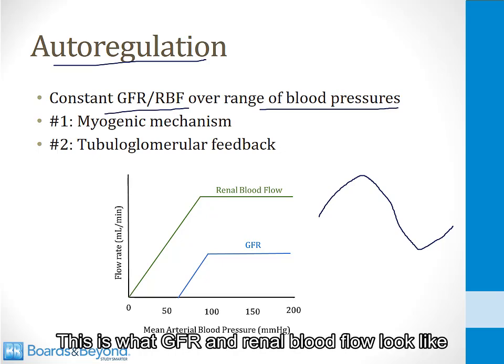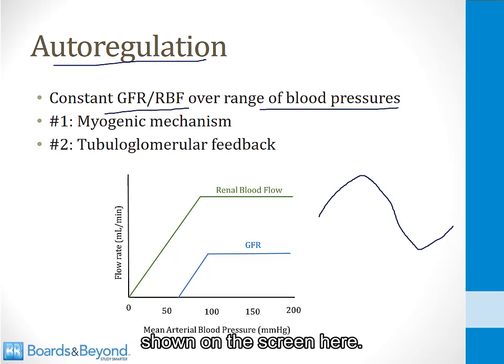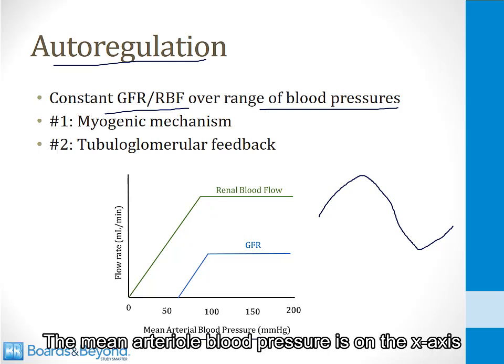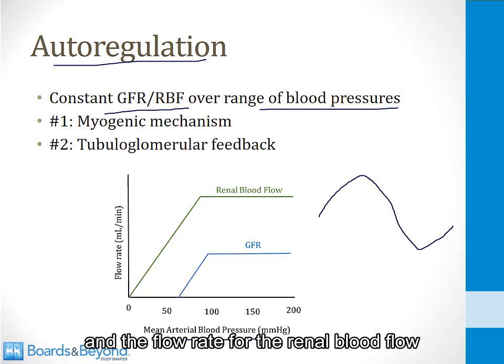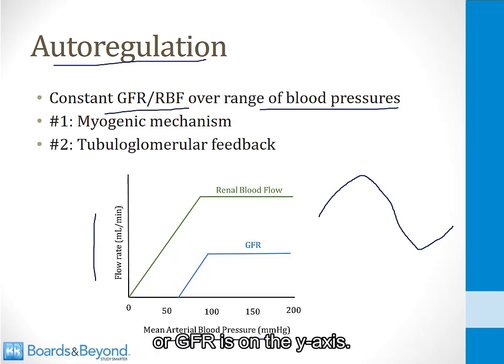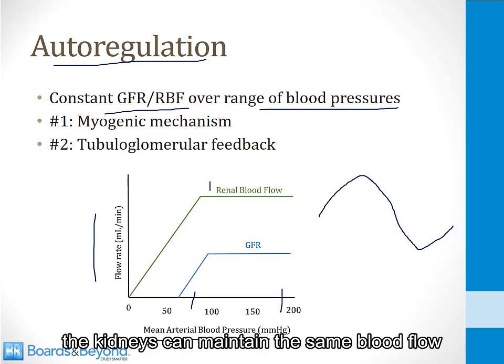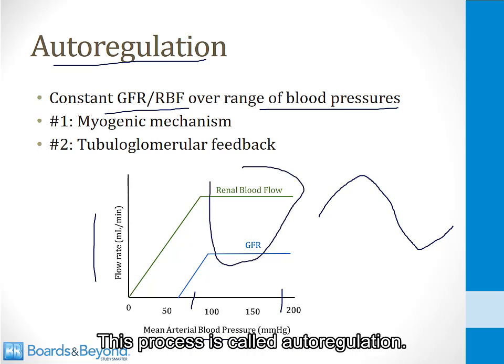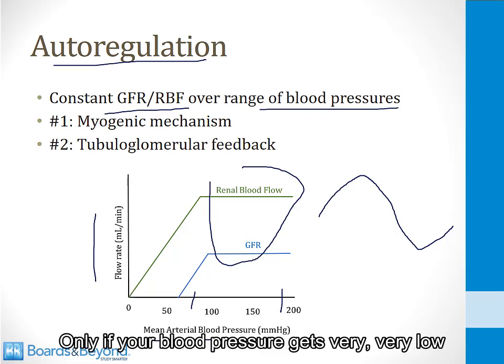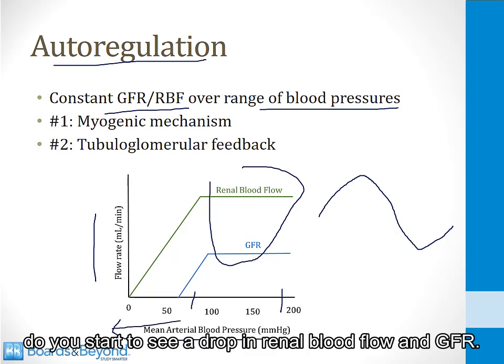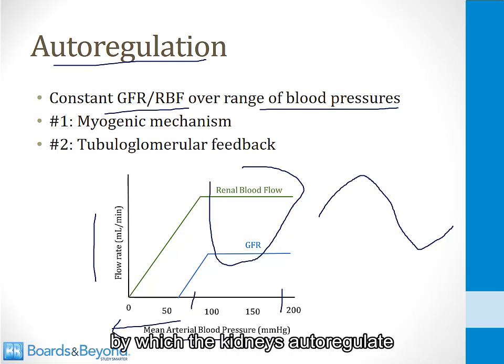This is what GFR and renal blood flow look like, shown on the screen here. The mean arterial blood pressure is on the x-axis, and the flow rate for the renal blood flow, or GFR, is on the y-axis. And you can see that anywhere from about 80 up to about 200, the kidneys can maintain the same blood flow and the same GFR. This process is called autoregulation. Only if your blood pressure gets very, very low do you start to see a drop in renal blood flow and GFR.